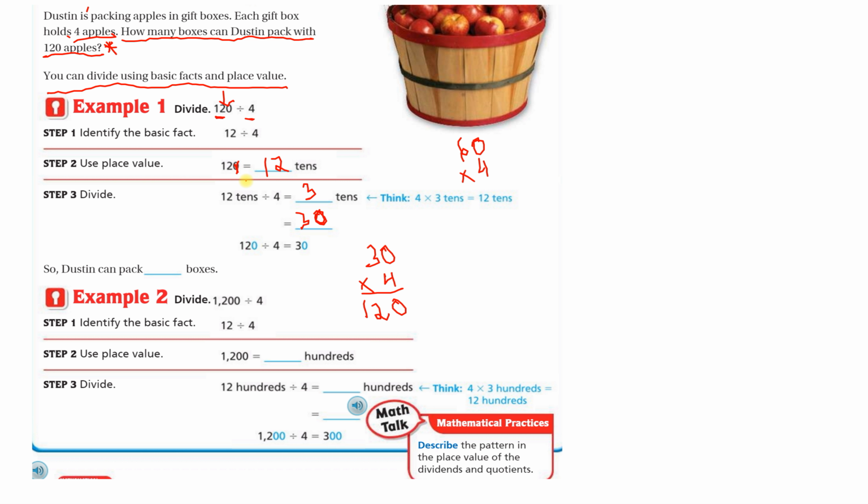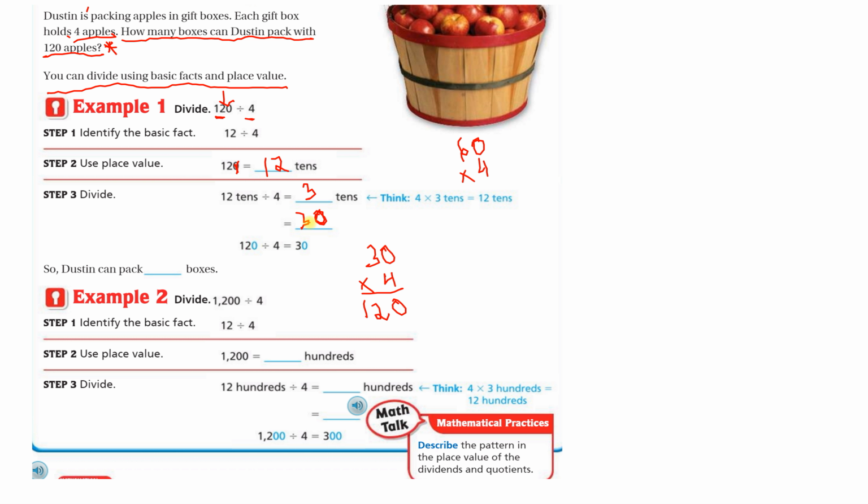Okay. So Dustin can pack how many boxes? Let me find my pen. Oh, where'd it go? I can't see it now. I think it's highlighted for you guys, but it's not highlighted for me. Oh, there it is. Okay.